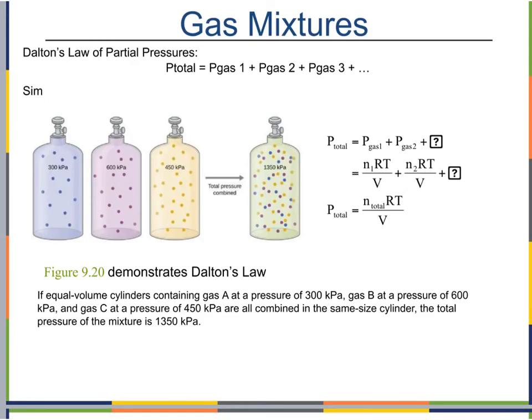So, let's keep moving. The law of partial pressures. Okay? Let's talk about that for a minute. If you take a certain gas, and it exerts 300 kilopascals, and you put it with two more gases, one of which exerts 600 and the other 450, they're all now exerting the pressure that they originally exerted, and so it all adds together to get to a total pressure of 1,350 kilopascals. Okay?